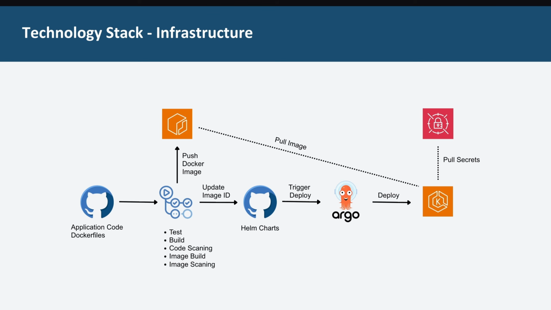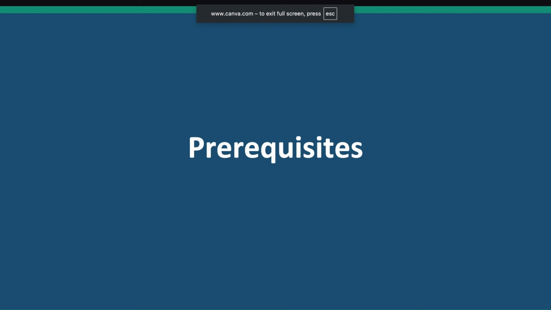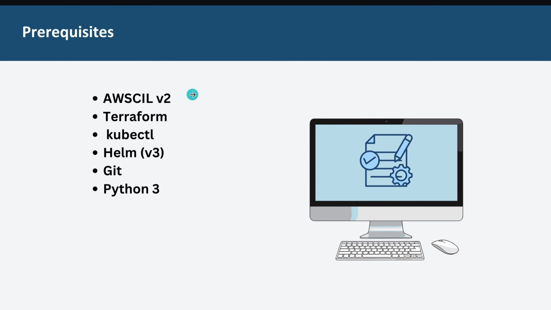That is about the architecture. We are going to talk about the documentation and the prerequisites to start this project. We need to install these prerequisites on our local system, I mean laptop, before proceeding: AWS CLI version 2, Terraform, kubectl, Helm version 3, Git and Python 3. I hope you know how to install all these tools, or you might have already installed them on your local system. If you haven't, don't worry, I will walk you through the documentation.